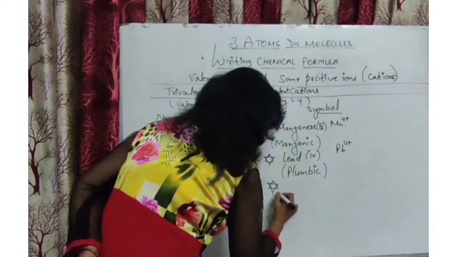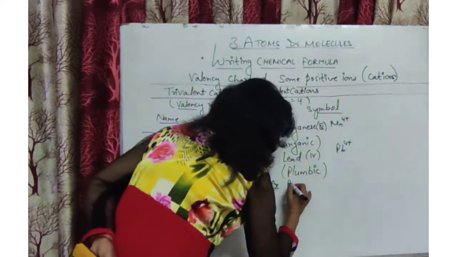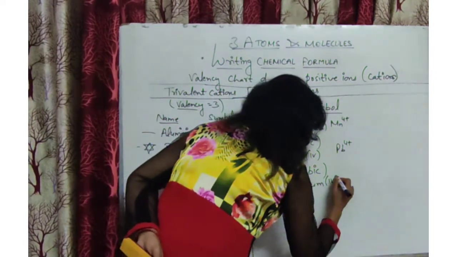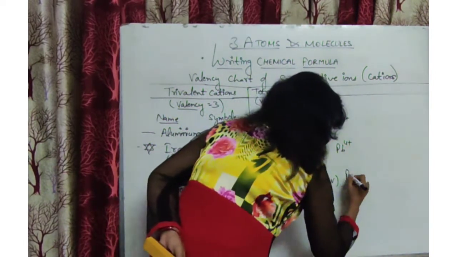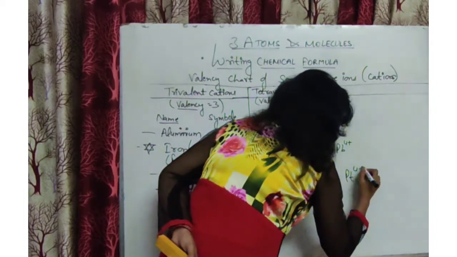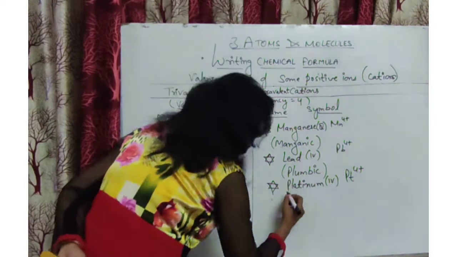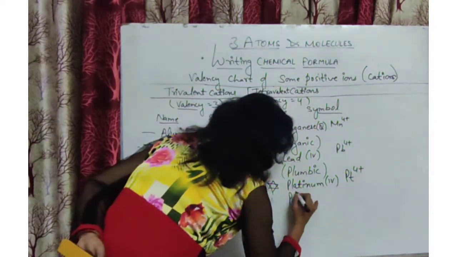Next is platinum. We'll write Roman number 4 and Pt4 positive. So that is platinum. What is the name of this cation? Platinic.